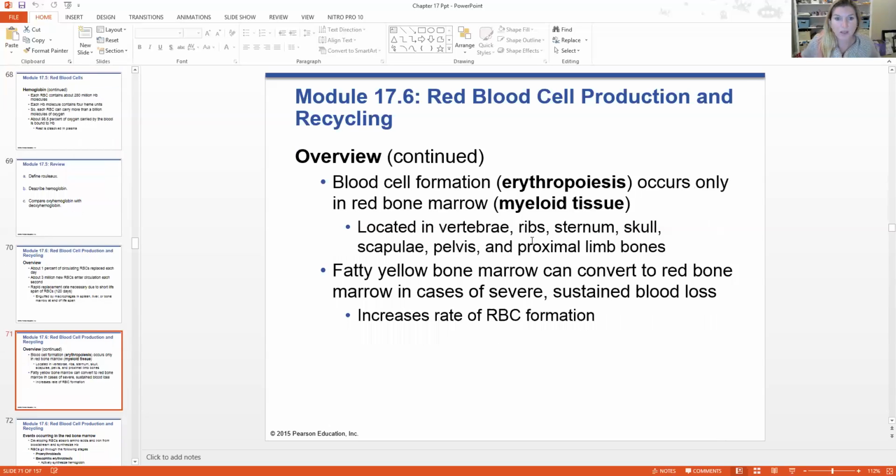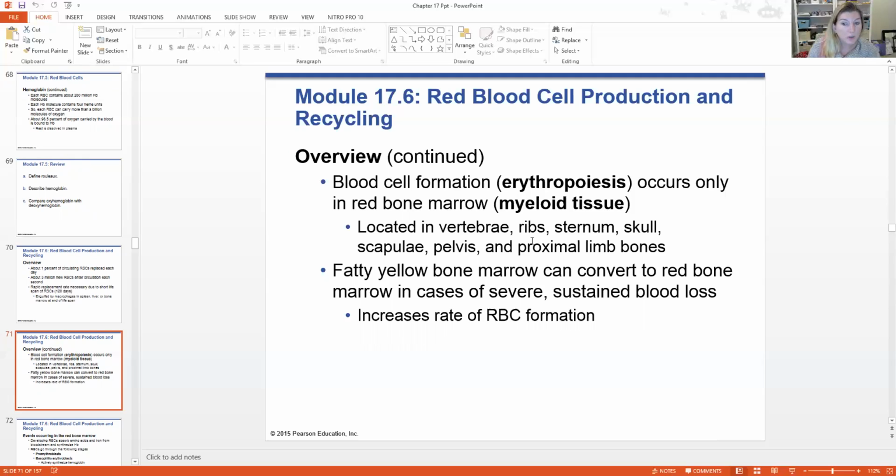That's how it goes. So the whole process of blood cell formation is erythropoiesis. It occurs in the red bone marrow. It's a myeloid stem cell, as we saw earlier. And this myeloid tissue that's in the red bone marrow is located specifically in the vertebrae, the ribs, the sternum, skull, scapula, pelvis, and then all of the proximal limb bones like our femur and our humerus.